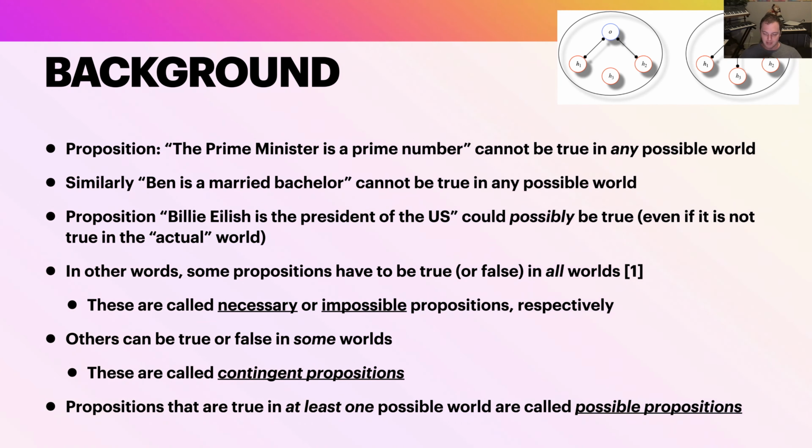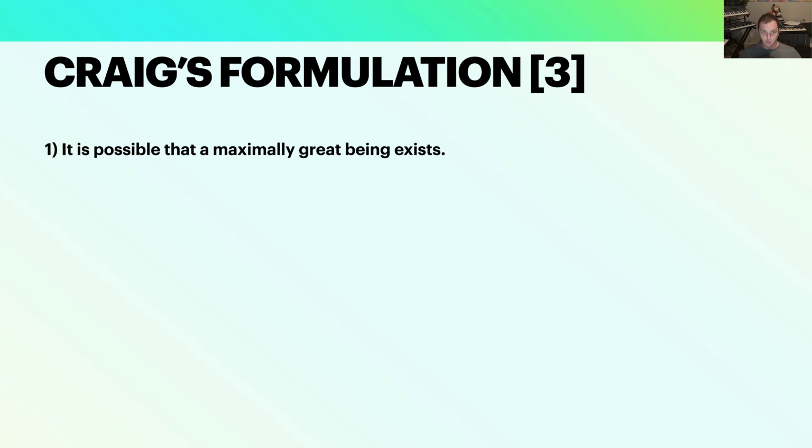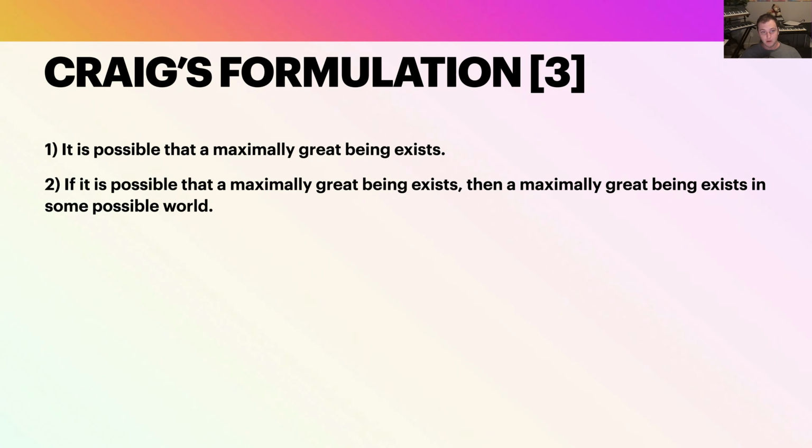Now let's move on to Plantinga's argument, now that we hopefully have an idea of this. Plantinga's argument goes like this, and this is William Lane Craig's formulation, which is very similar to Plantinga's. Premise 1: it is possible that a maximally great being exists. Premise 2: if it is possible that a maximally great being exists, then a maximally great being exists in some possible world. It means it's a possible proposition that a maximally great being exists.